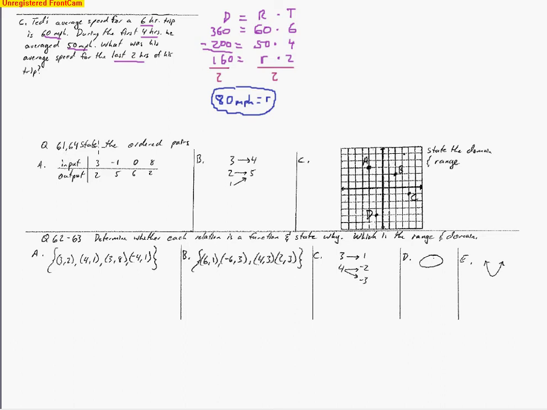So, next one, state the ordered pairs, input and output. Well, what are the ordered pairs? Input represents X, and output represents Y. So the ordered pair for this one would be 3, 2. The next one would be negative 1, 5. And the next one, 0, 6. The last one, 8, 2. So that's stating the ordered pairs.